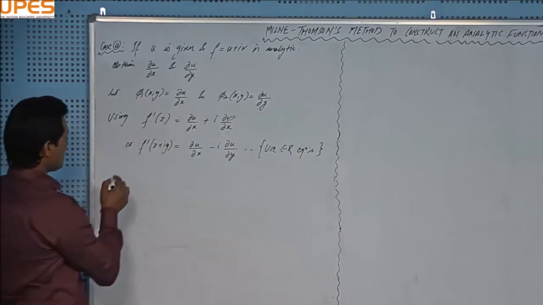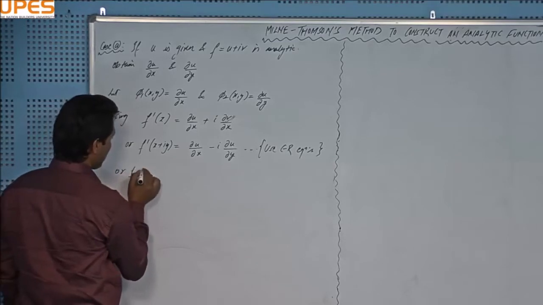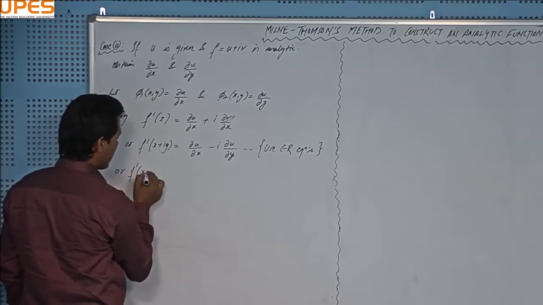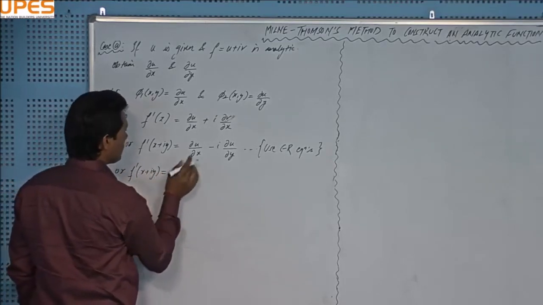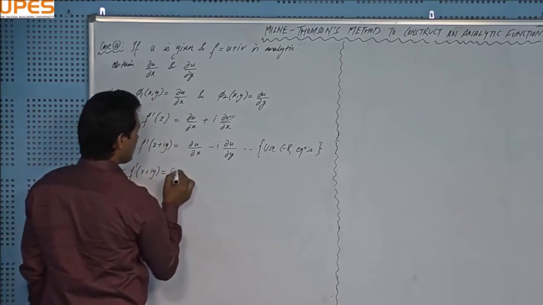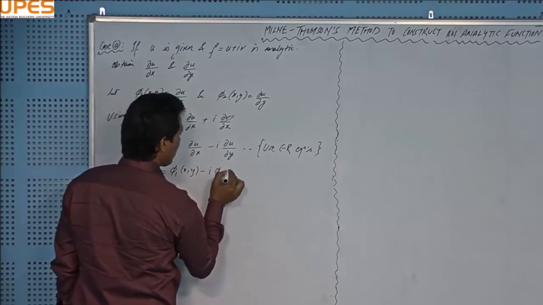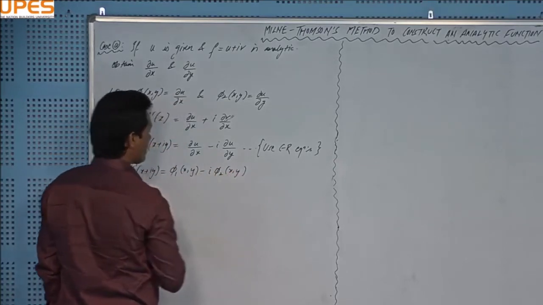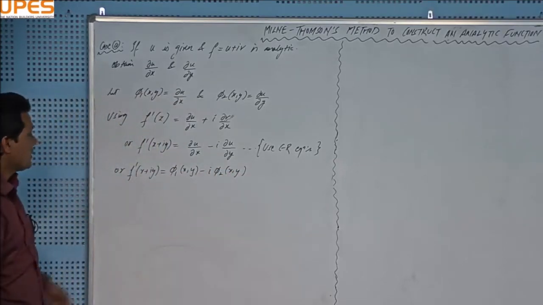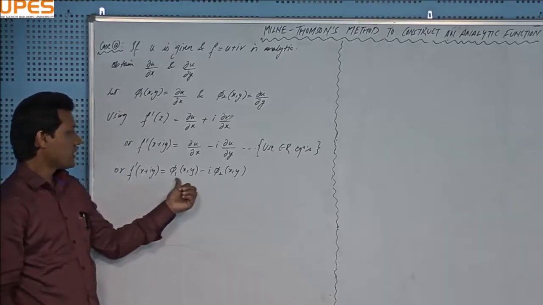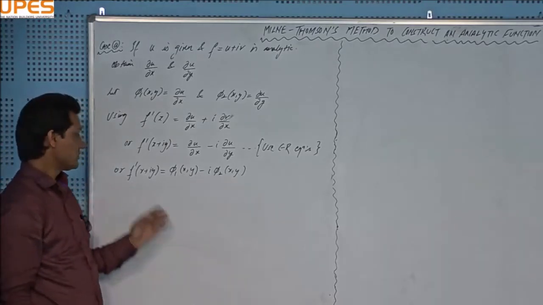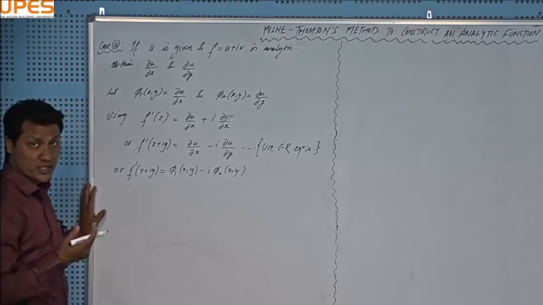Now you can see that I can write f dash of x plus iy equal to del u by del x, which is phi 1, a function of x and y, minus i times phi 2, a function of x and y. So you can see that the derivative is just phi 1 minus i phi 2, and you can integrate it in order to obtain f(z).